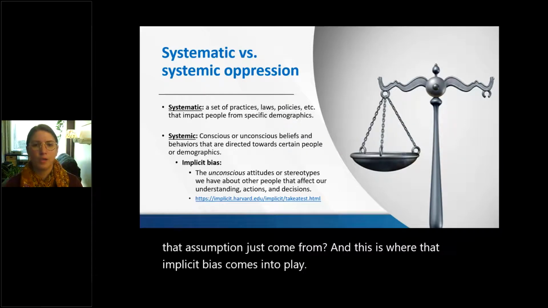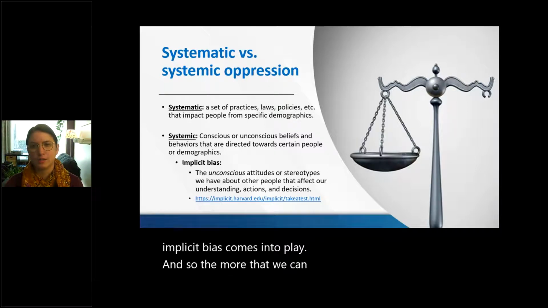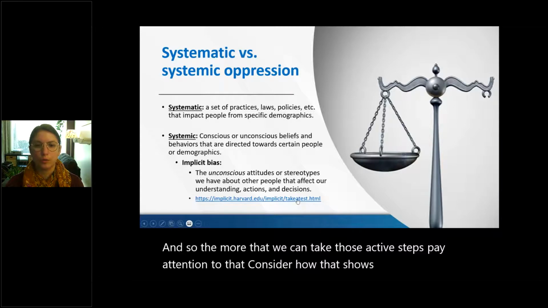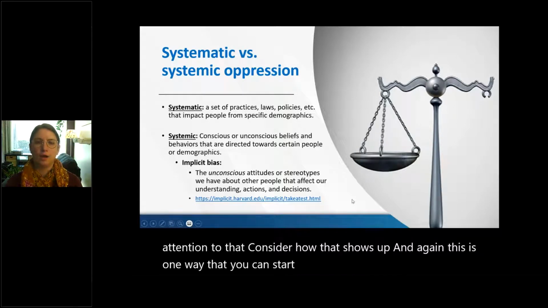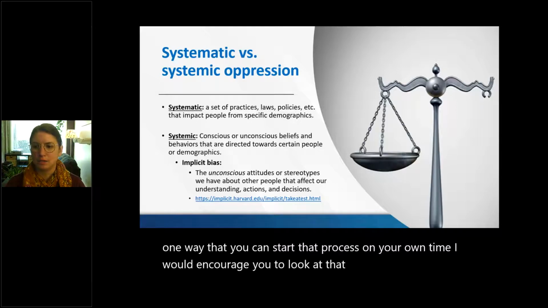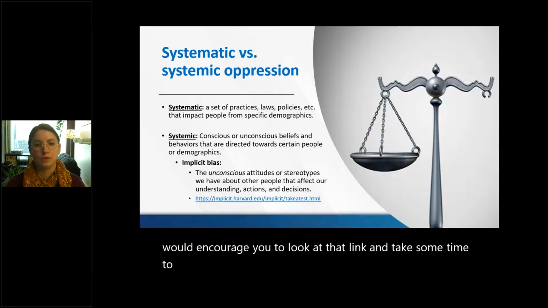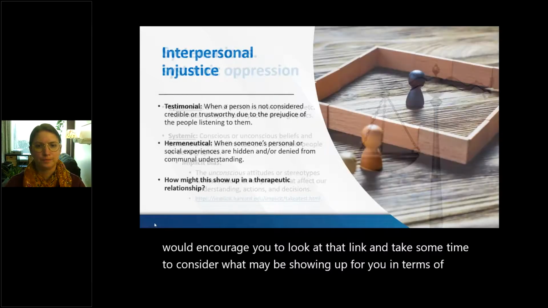And so the more that we can take those active steps, pay attention to that, consider how that shows up. And again, this is one way that you can start that process on your own time. I would encourage you to look at that link and take some time to consider what may be showing up for you in terms of that implicit bias piece.